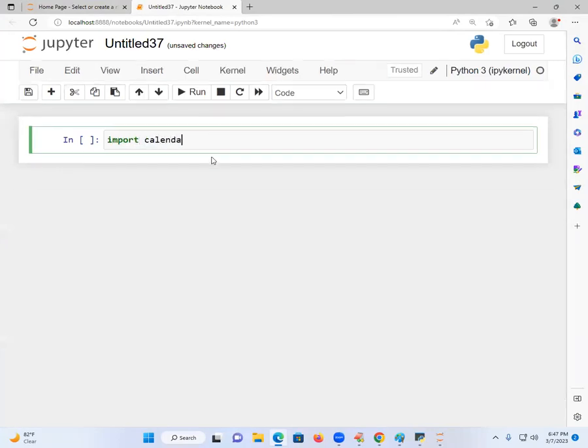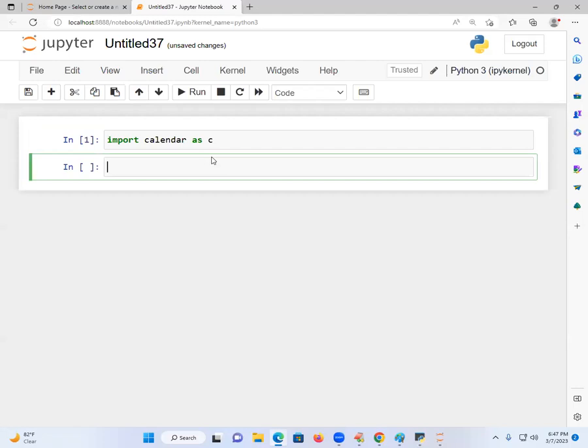Import calendar. Calendar is called what? One module. Spell it out, students. Calendar is called one module. I am giving it some alias name. Don't worry about modules and all those things.